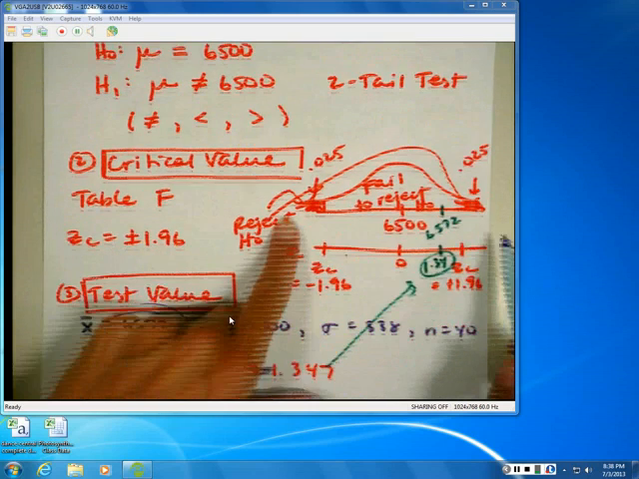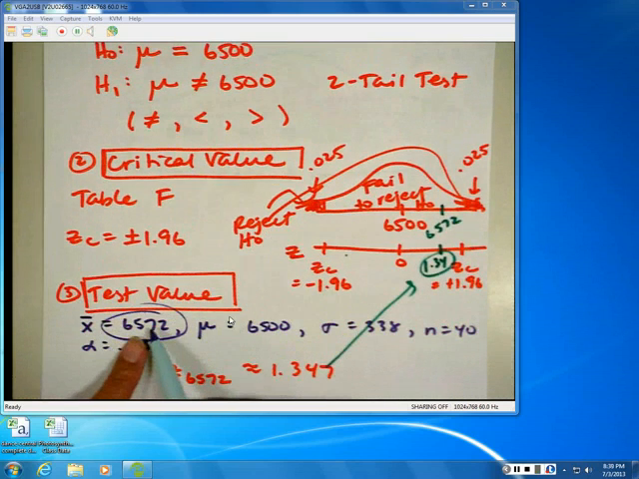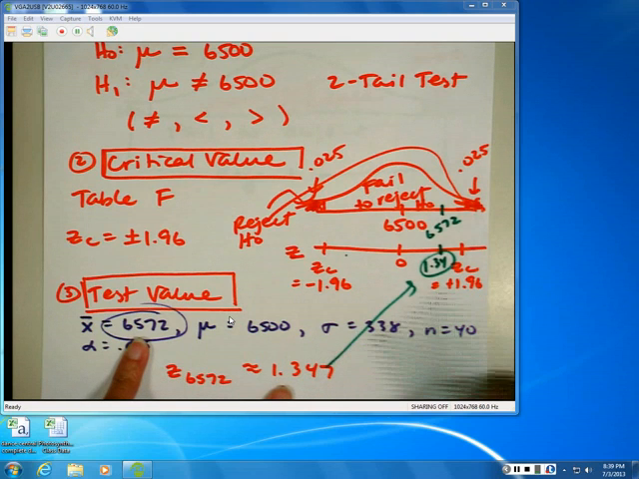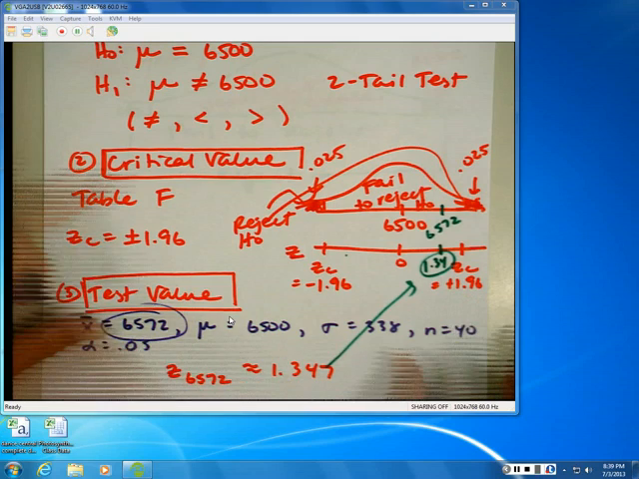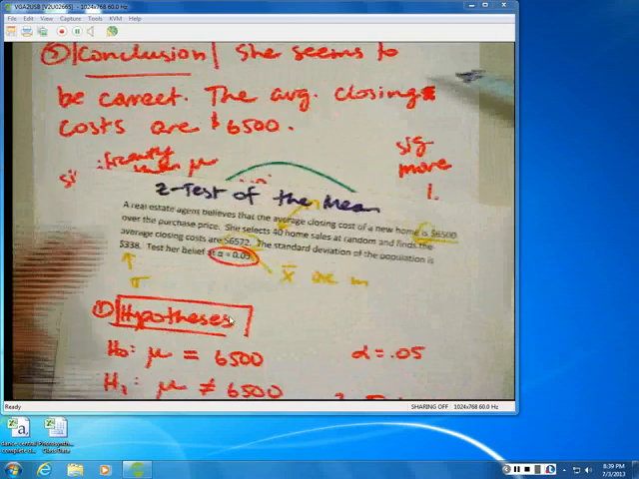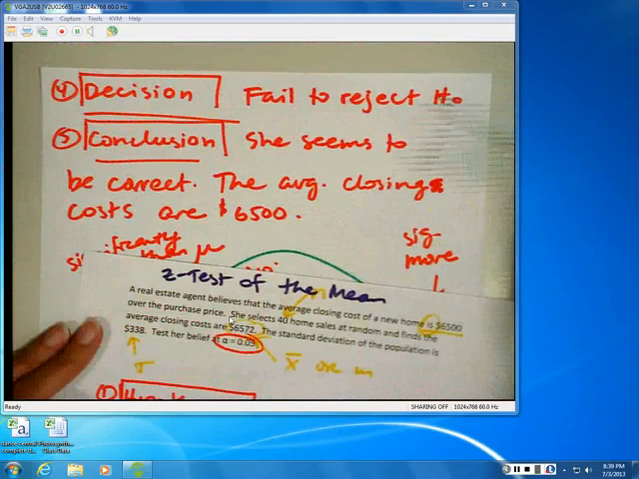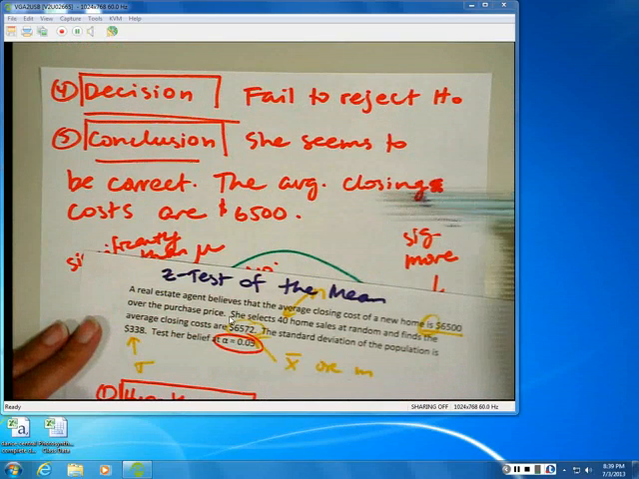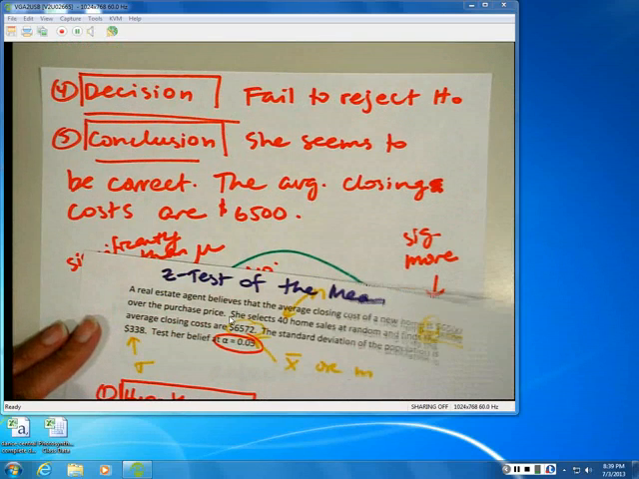So when we use the calculator to compute the test value, here's our sample mean of 6572. It's definitely different than 6500, but we wanted to know if it was significantly so. The calculator gave us a test value of 1.347. That's the z-score that goes along with 6,572, which was not big enough to get up to that z-score in the rejection region. So here's our decision: fail to reject. And our conclusion just answered the question. She seemed to be correct. The average closing costs are $6,500.